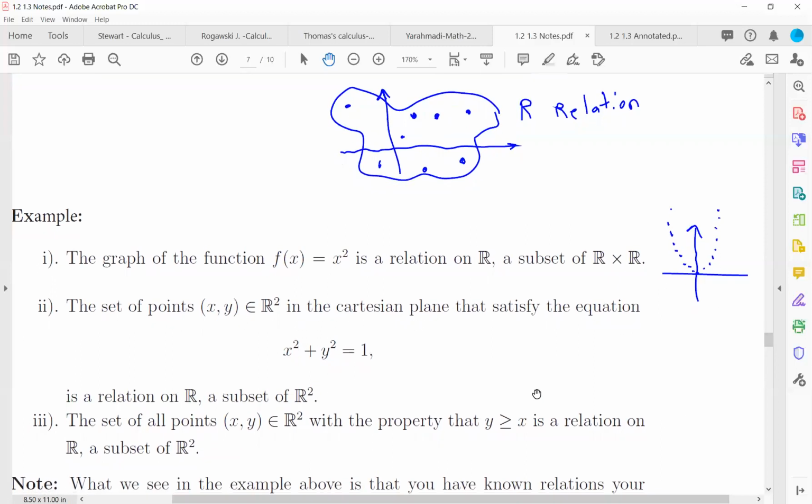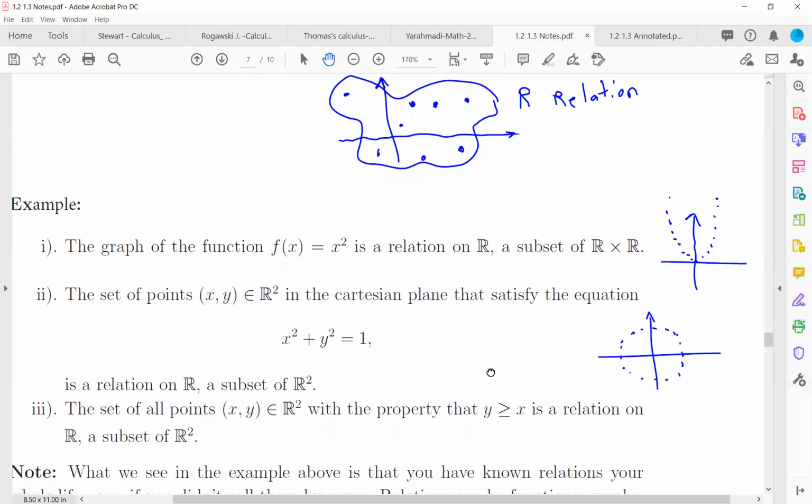Next one is a set of numbers, elements on a circle. So here you have a unit circle centered at the origin with radius 1. You take the set of points and you call it relation, which in this case, you have a circular relation between x and y. And finally, you can take all elements, x and y, and you can define a relation using inequality. Y is greater than or equal to x. This is just a relation between x and y.